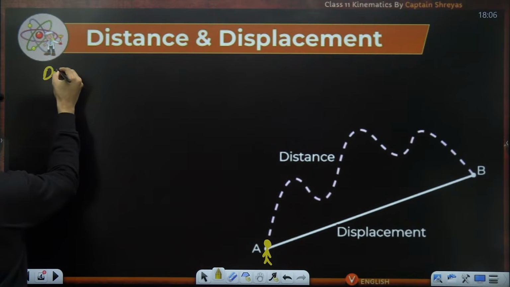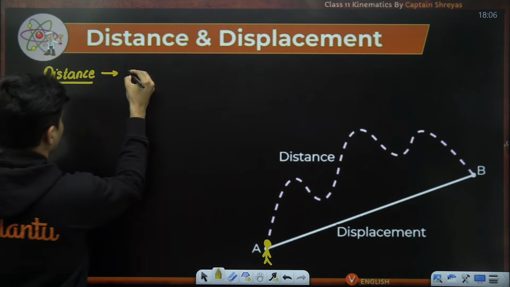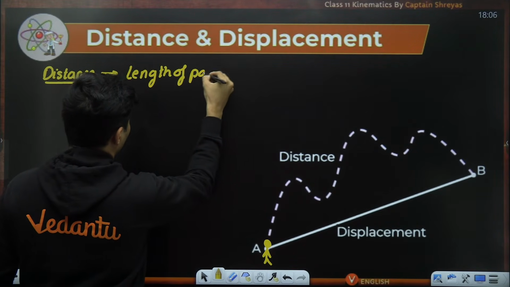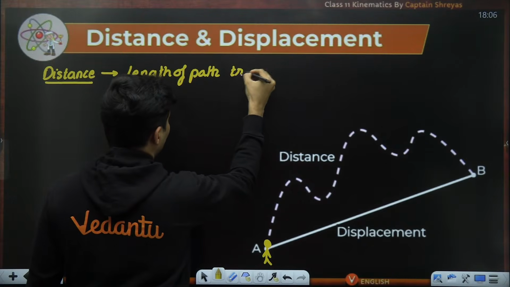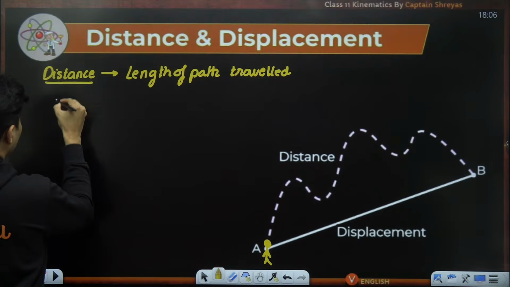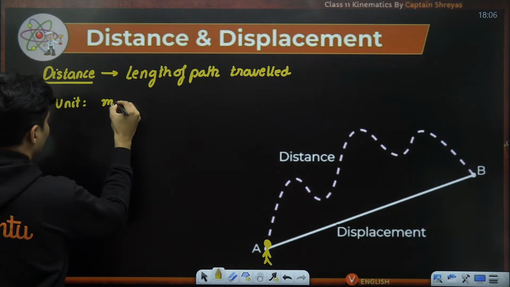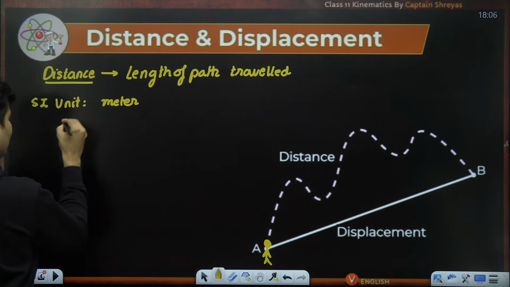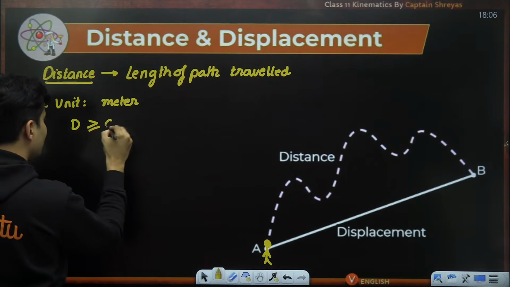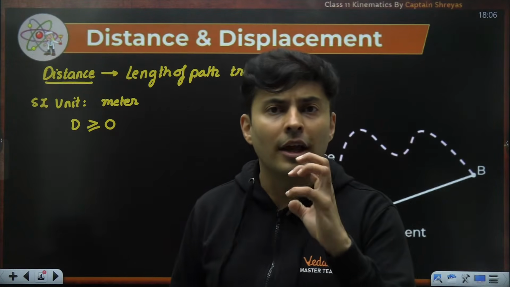So distance is nothing but the length of the path traveled. Usually the unit of distance, the SI unit, is meter. Also, the symbol for distance is usually capital D, and distance is always more than or equal to 0. It can never be negative.